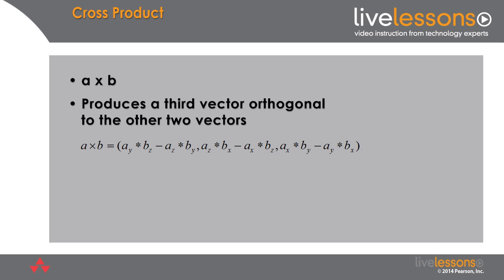A cross b is equal to a sub y times b sub z minus a sub z times b sub y. Then the second component is a sub z times b sub x minus a sub x times b sub z. And the third component is a sub x times b sub y minus a sub y times b sub x. You can use the cross product, for example, to compute the surface normal of a triangle, which describes the direction that the triangle faces.